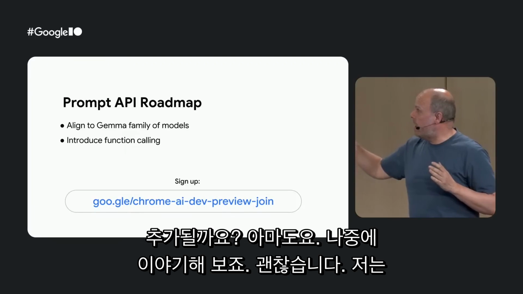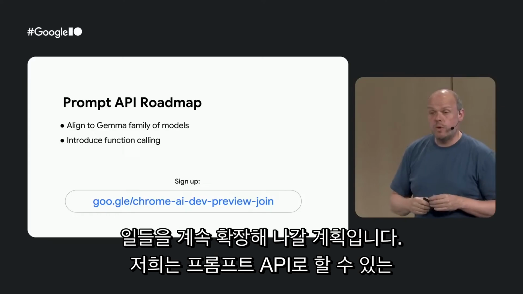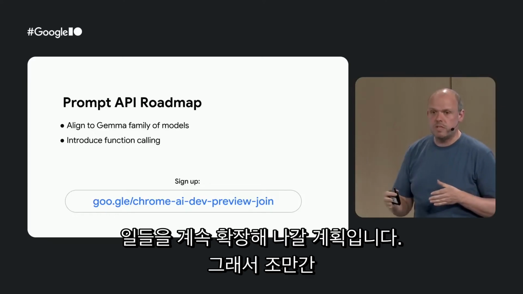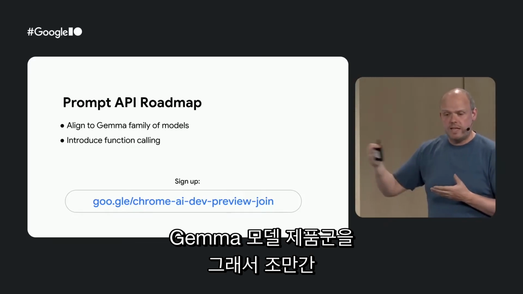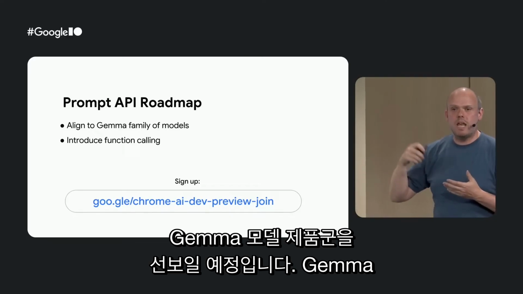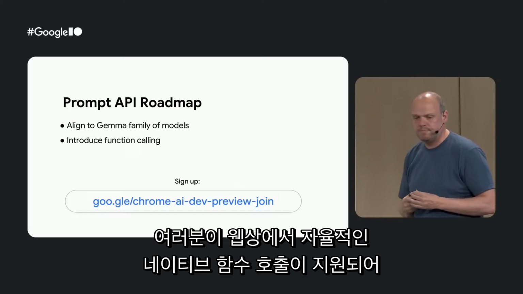Looking ahead, we're also expanding what we can do with the Prompt API. So we're going to introduce the Gemma family of models. And when we introduce that Gemma family of models, it's going to enable us to do native function calling, which is going to enable you to build these autonomous client-side agents inside the web.